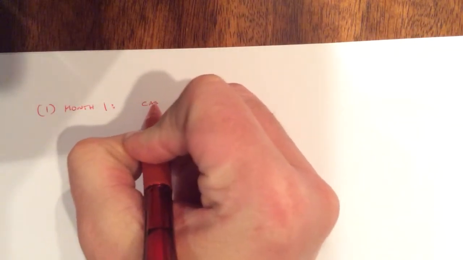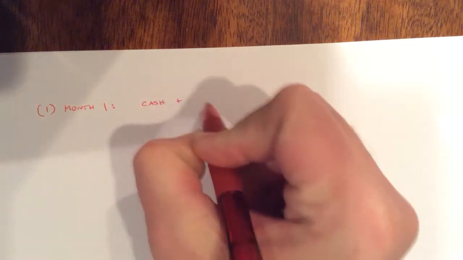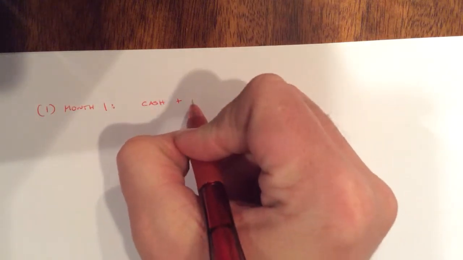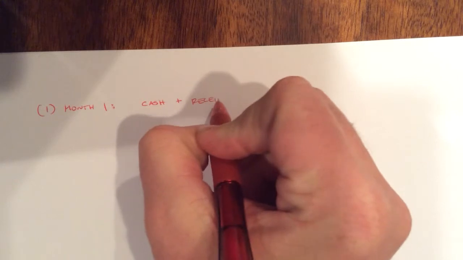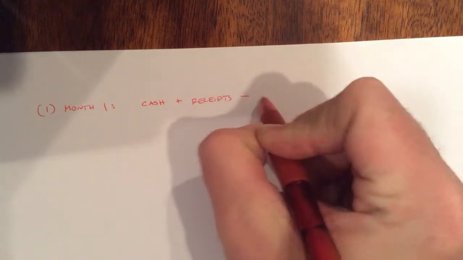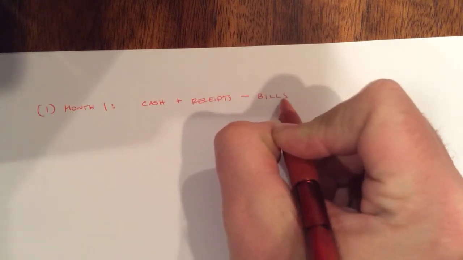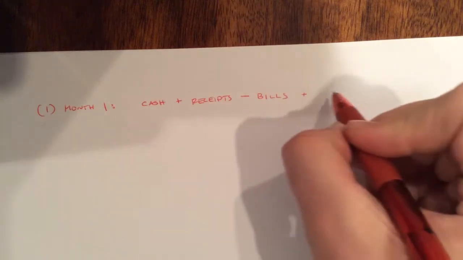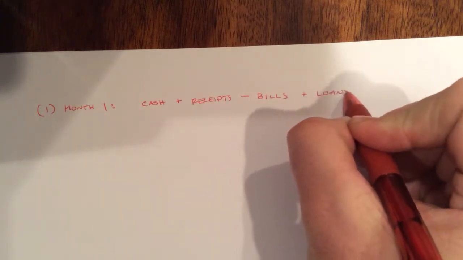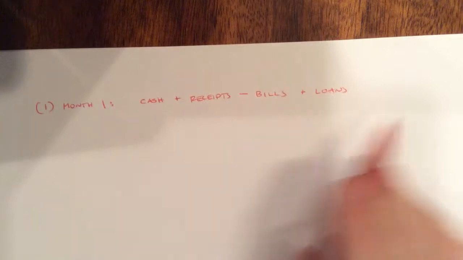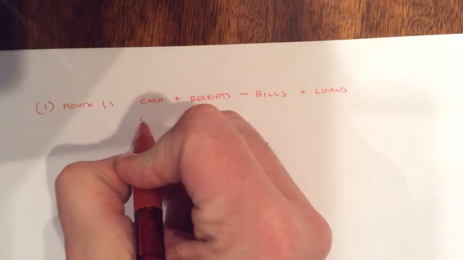All right, so in month 1, what we want is we have our cash on hand plus our receipts, or our sales, minus our bills, plus the amount of loans that we get. All right, so let's think of this real quick. So cash on hand is we have $100,000.